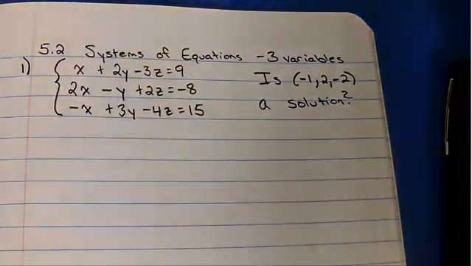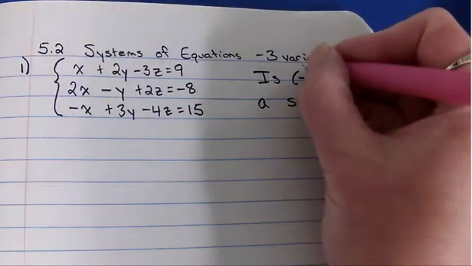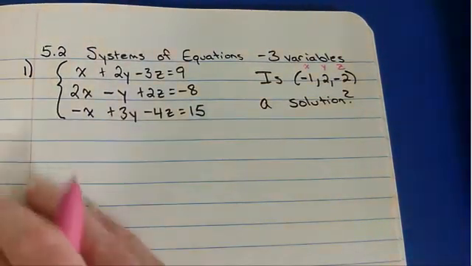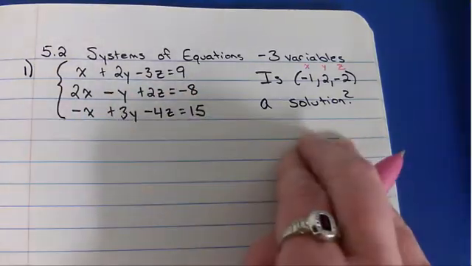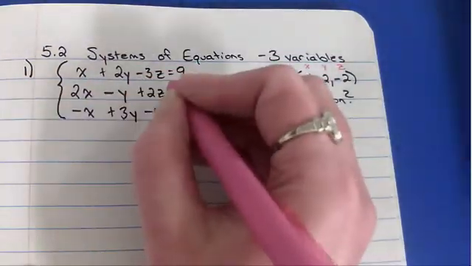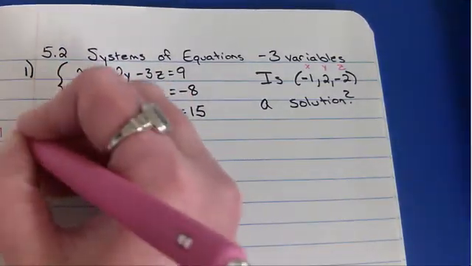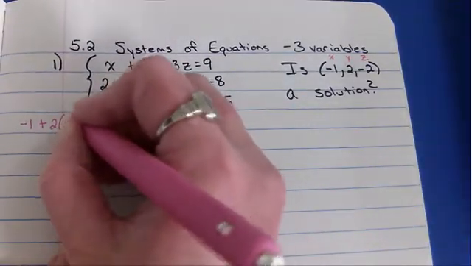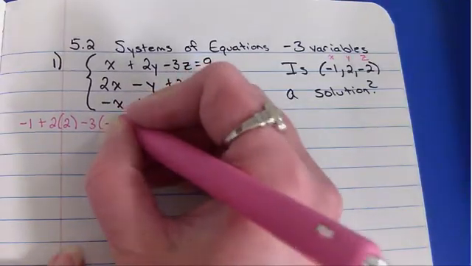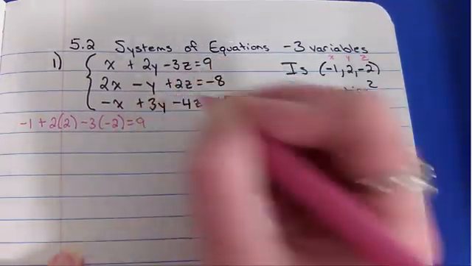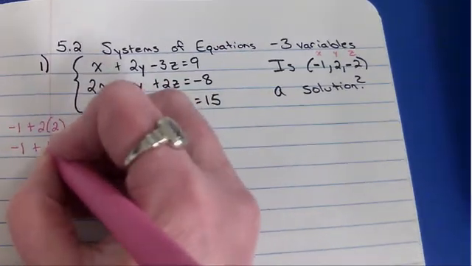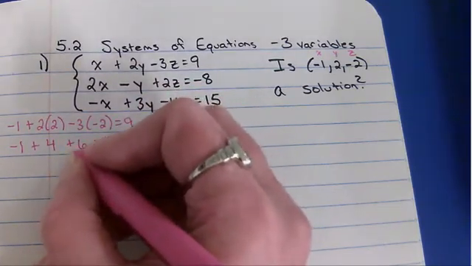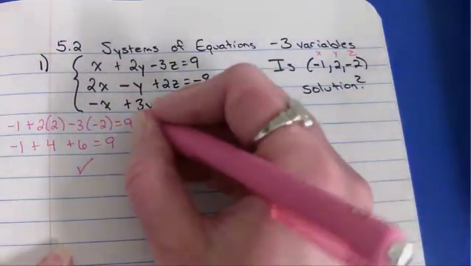Now, just a note, since we haven't dealt much with 3 variables, this would be x, y, and z. We do them in alphabetical order, x, y, z. So I'm going to need quite a bit of room because I've got to plug it into all 3 of them. So I'm going to scoot over to the side, and I'm going to plug into equation 1 first. So that would be -1 plus 2 times y, so that's 2 times 2, minus 3 times z, so that's 3 times -2, and we want to see if that equals 9. So that's -1 plus 4, and then plus 6. So 4 plus 6, that's 10. Yes, it works in the first one.